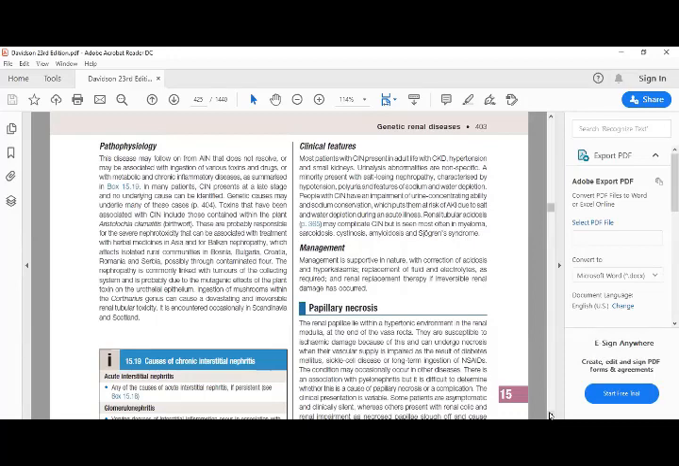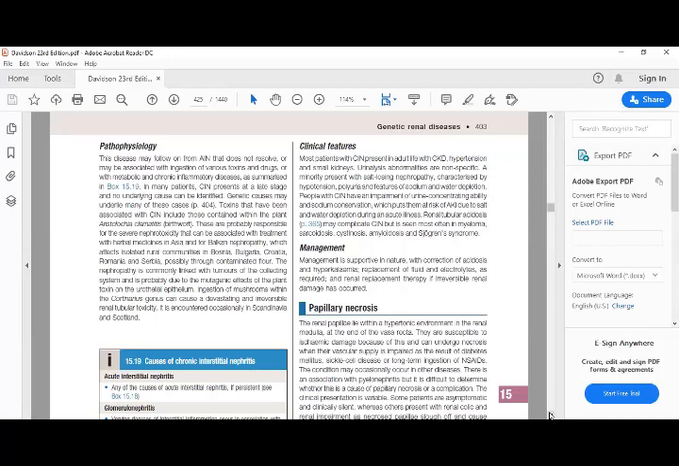Ingestion of mushrooms within the Cortinarius genus can cause a devastating and irreversible renal tubular toxicity. It is encountered occasionally in Scandinavia and Scotland. Clinical features of chronic interstitial nephritis: most patients present in adult life with chronic kidney disease, hypertension, and small kidneys.